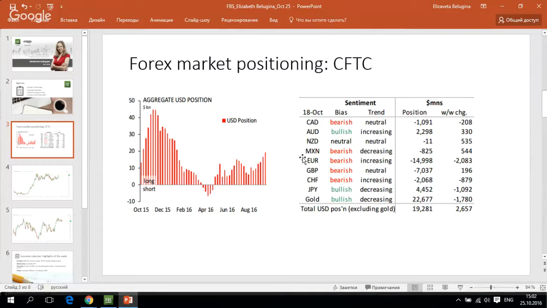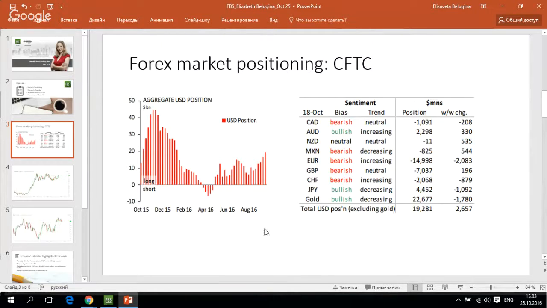The data are published on Friday, but still these figures are important in order to understand the bigger picture at the market. We can see that the aggregate USD long position has climbed to a fresh multi-month high. Also, we can see that there was a significant increase in the net bearish position on the euro. And actually, the size of this position is close to $15 billion.